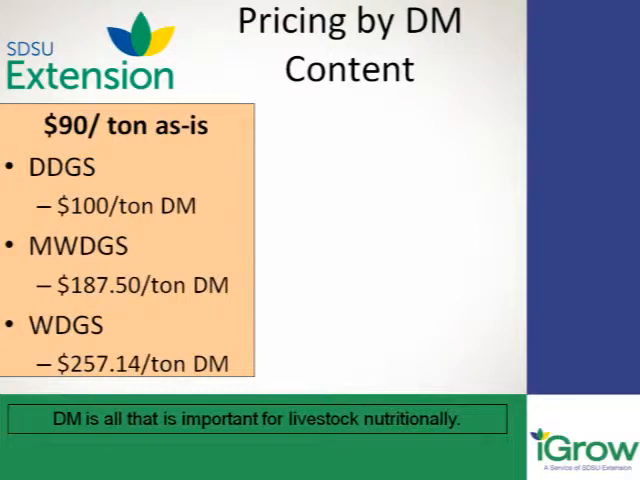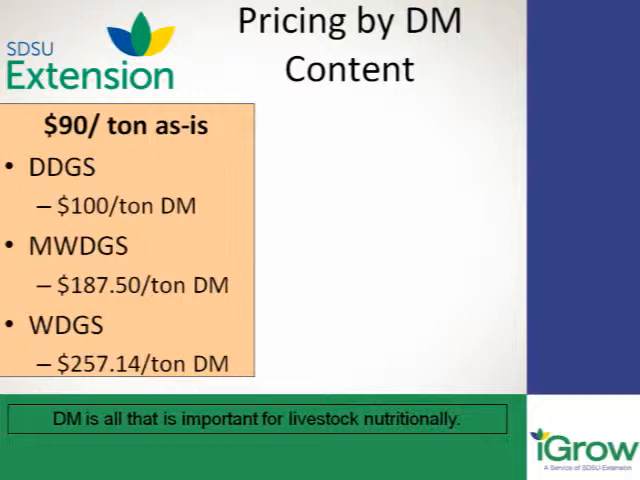Think about this. If you have a price that's quoted at $90 per ton on an as-is basis, and you convert that to a dry matter basis and are talking about dry distillers grain, the price is $100 per ton on a dry matter basis. In other words, that $90 per ton divided by the percentage dry matter of the product, which is 90%, so 90 divided by 90%, is going to look like $100 per ton. If you're looking at modified wet distillers grain, your price is actually $187.50 a ton on a dry matter basis, again dividing by about 48% at that $90 per ton as-is price.